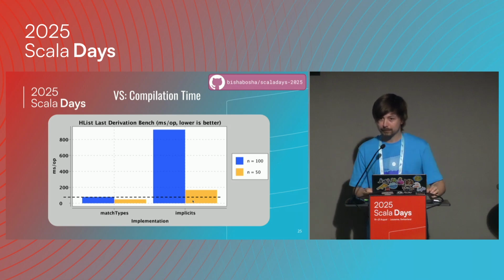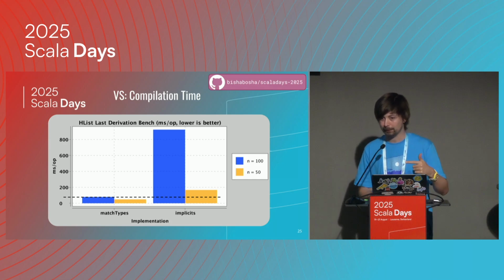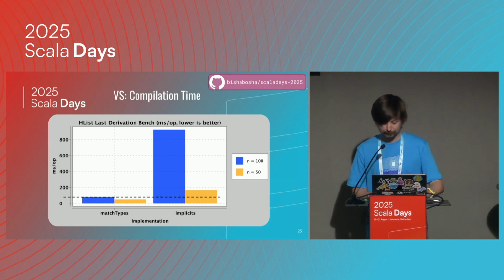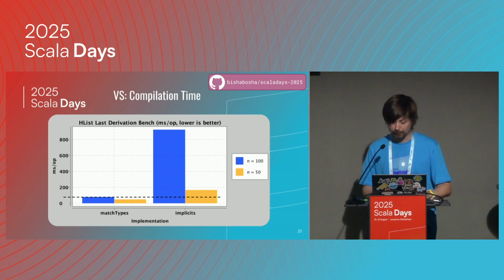Yes? Is this comparison with implicits on Scala 2 or Scala 3? I did not use the Scala 2 compiler. I used the same compiler, so perhaps the Scala 2 compiler's version of implicits is quicker? I think it is. Okay. Well, the benchmark is on here, so you can try it out, I guess.